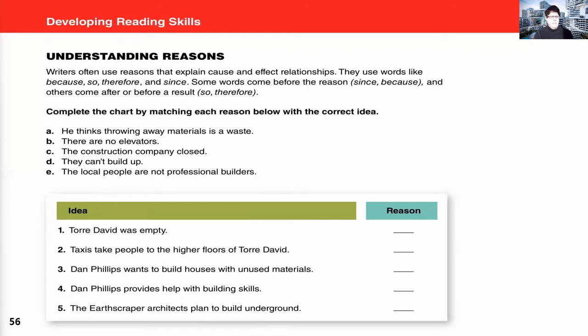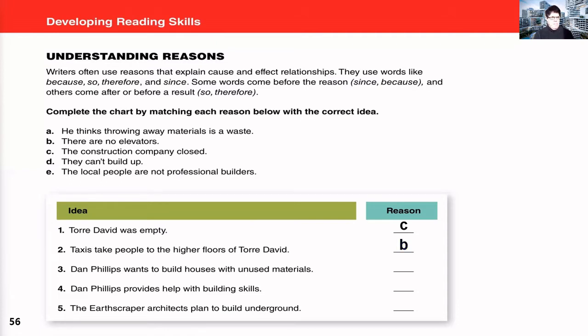Okay, so Torre David was empty. Reason? C. The construction company closed. So the construction company closed, so Torre David was empty. Torre David was empty because the construction company closed. Since the construction company closed, Torre David was empty. I'm not going to go over all of these, just using number one as an example. And of course, I will then show you what I said.